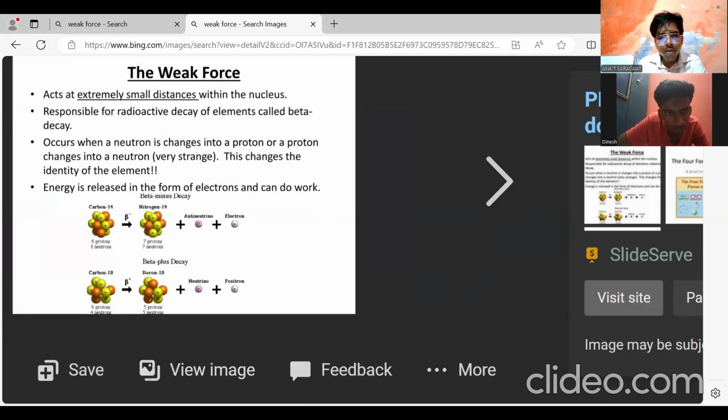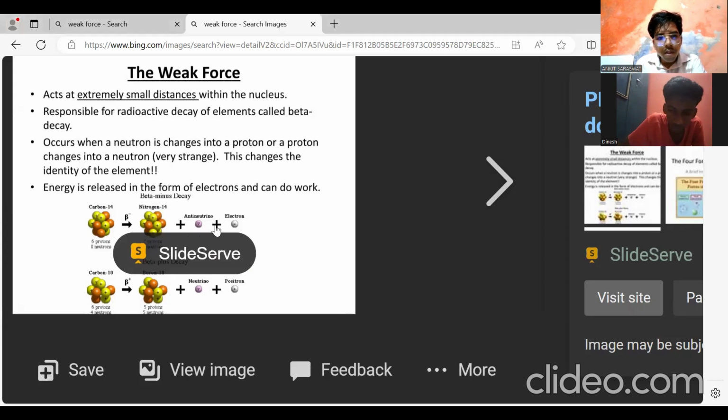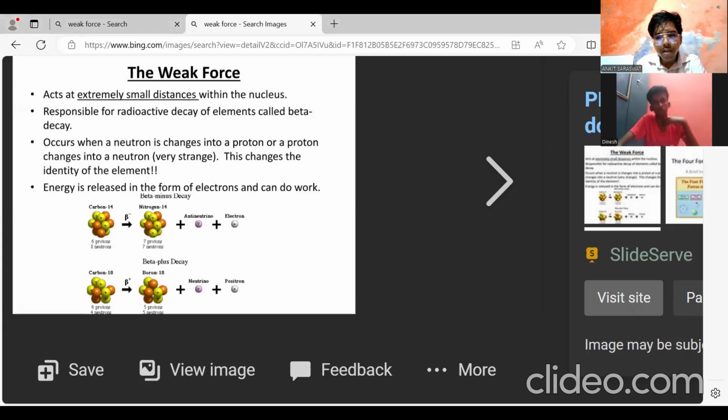Is my screen visible to you? Yes, sir. Visible, sir. So you can write here. This is neutrino. That is anti. I think this is antineutrino with electron. You can check here. With electron, it is antineutrino. So always remember this particle.